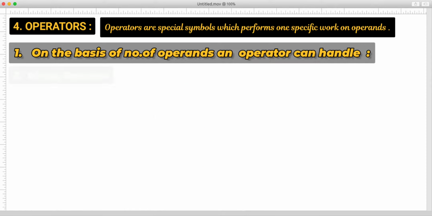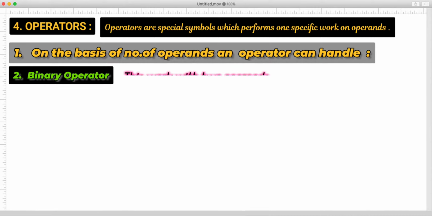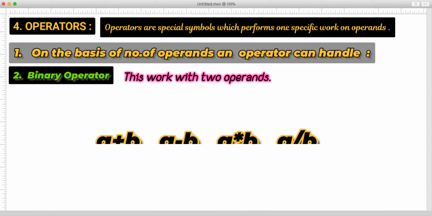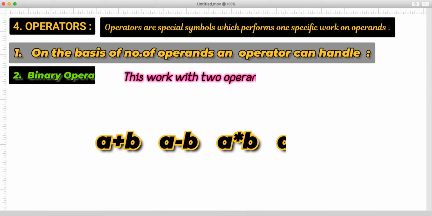Coming to our next topic, that is binary operator. Now as the name suggests, bi means 2. So this operator operates on two operands. For example, a plus b. Here a and b are two operands and plus is an operator. So this plus cannot work with one operand. It requires two operands to work. Similarly, a asterisk b, a slash b, a minus b. Here all these asterisk, slash and minus are working as binary operators. I hope you understand these.